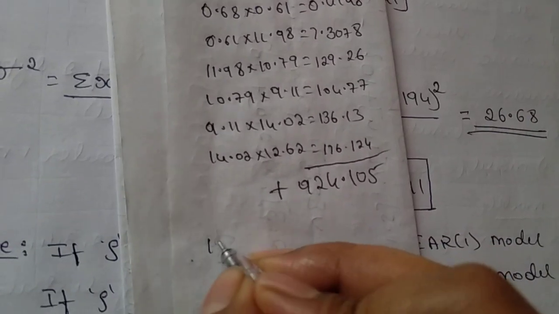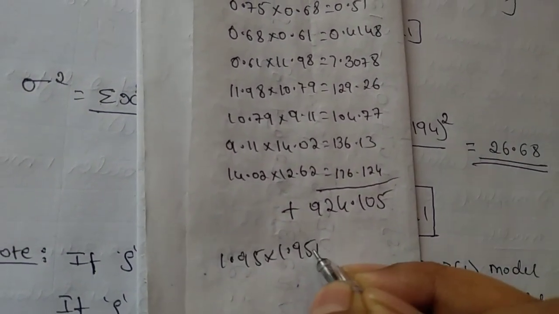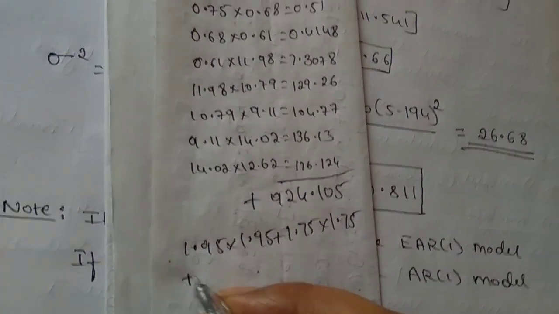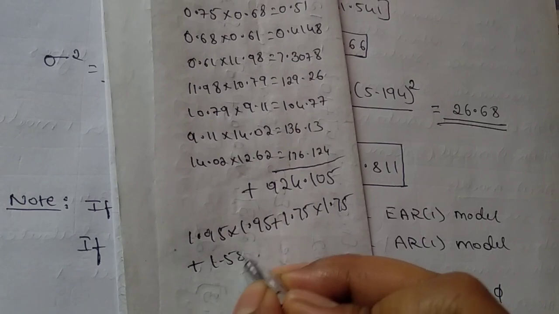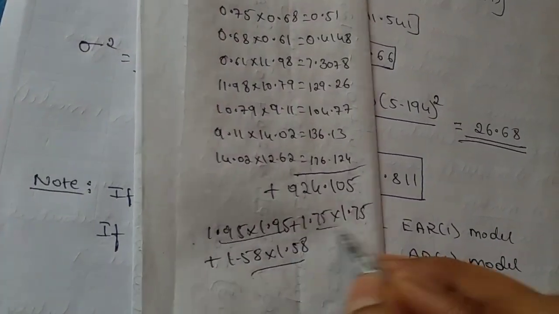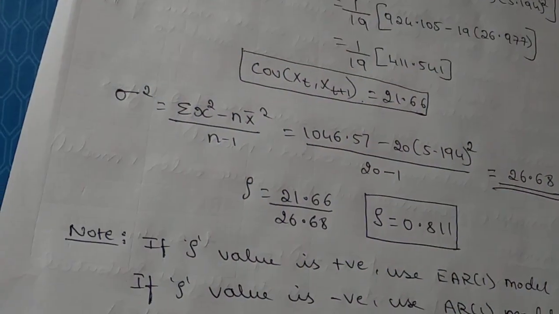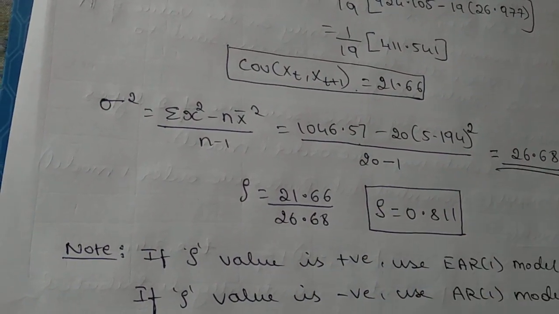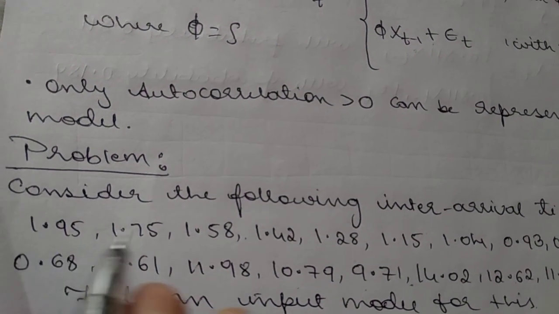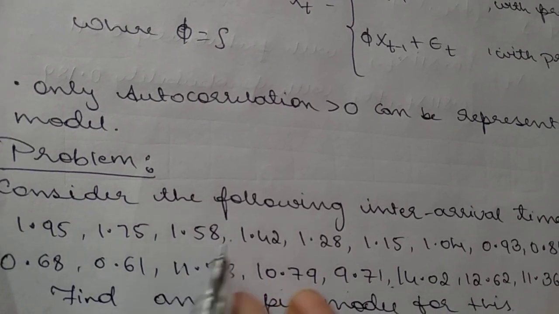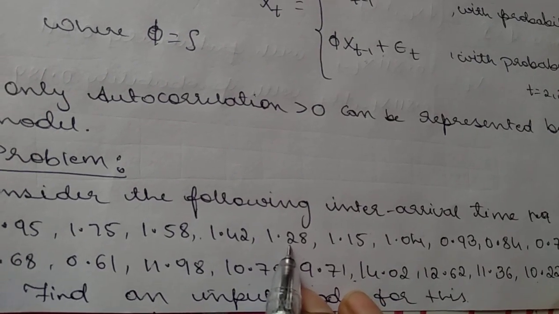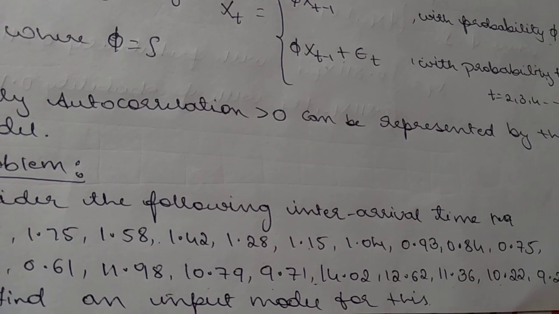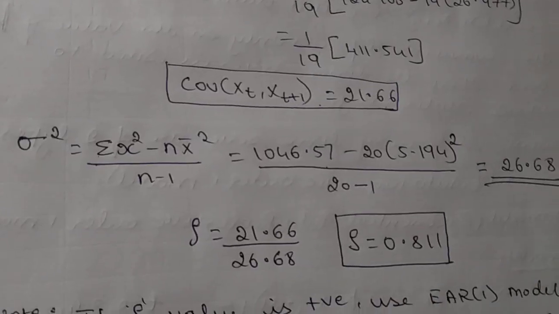The very first number is 1.95. 1.95 into 1.95 plus 1.75 into 1.75 plus 1.58 into 1.58. Likewise, you have to multiply all the numbers, then add them, and you will get 1046.57. All these numbers: 1.95 into 1.95 plus 1.75 into 1.75 plus 1.58 into 1.58 plus 1.42 into 1.42 plus 1.28 into 1.28 plus 1.15 into 1.15, likewise till 9.2 into 9.2 you have to do. That value you have to update.